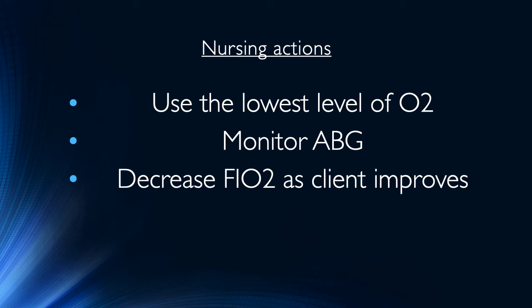So always use the lowest level of oxygen first. Monitor your ABG. Know that the ABG is more accurate than a pulse oximeter. If you don't have access to that ABG, use that pulse oximeter.